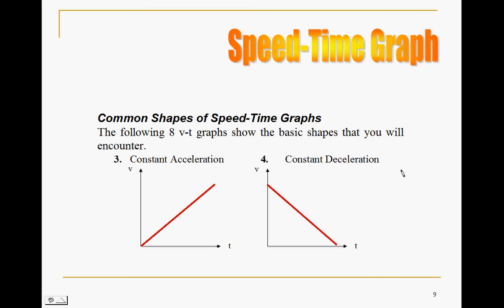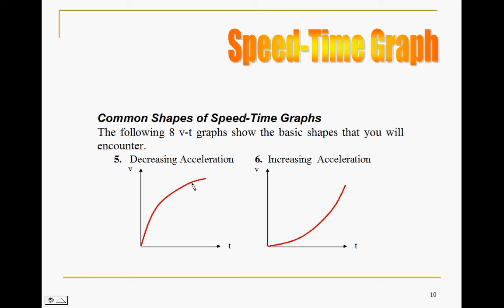Take a look at 3 and 4. This is a positive gradient, and this is a negative gradient. When we have a positive gradient, it means constant acceleration. If we have a negative gradient, it means constant deceleration. Of course, the gradient value has to be constant also. That's why we can say it's a constant acceleration for this line and constant deceleration for this line.